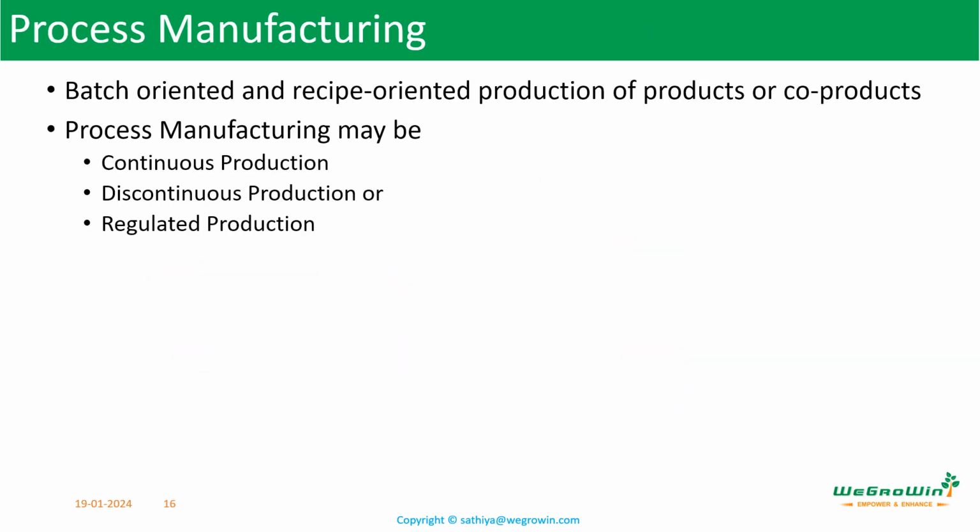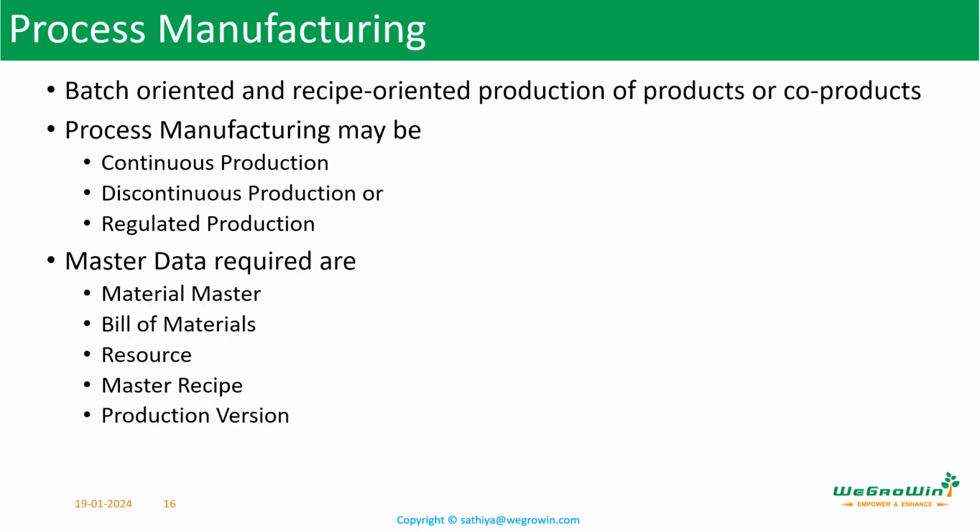Now we will see process manufacturing. Process manufacturing is the batch-oriented and recipe-oriented production of main products or core products in the process industry. Manufacturing can be in the form of continuous production, discontinuous production, or regulated production.